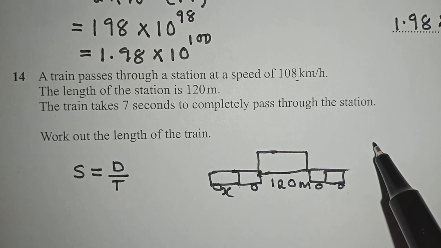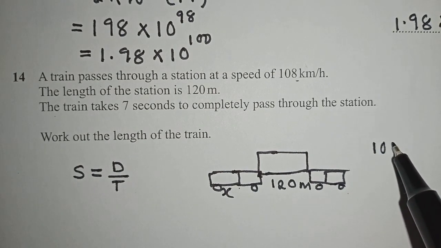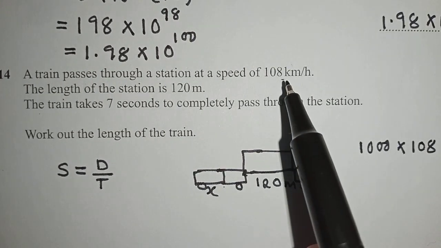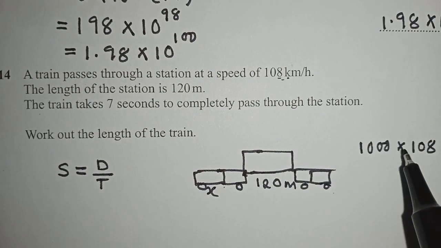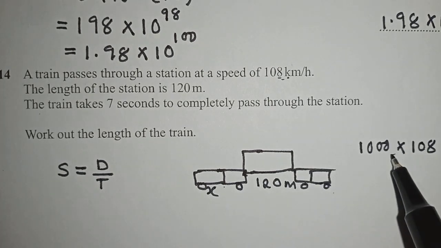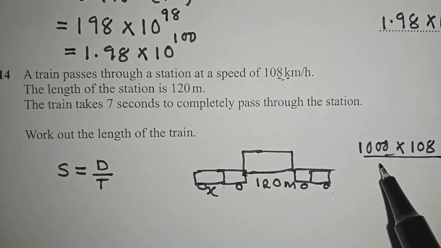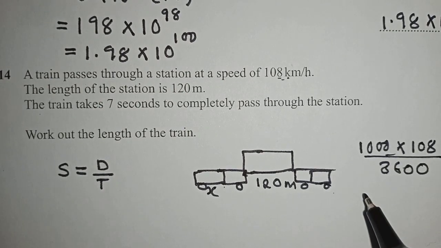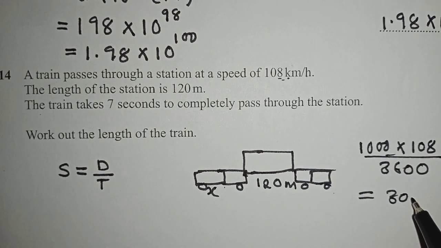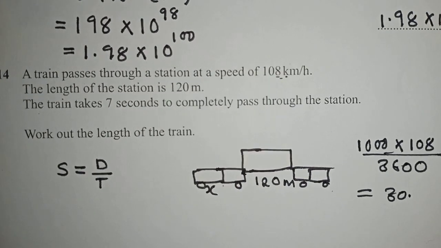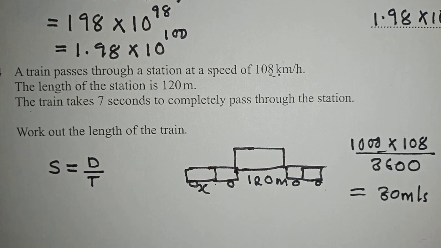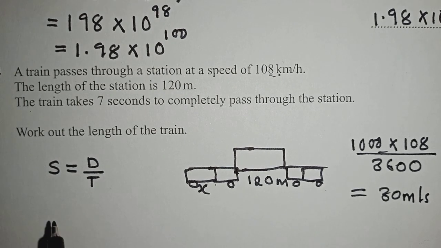So it will be 1000 times the speed that we have. We're trying to convert it. We are converting kilometers to meters. For hours, taking it into seconds, it will be divided by 3,600. And when we work it out, it will be 30 meters per second. So I've converted this one.